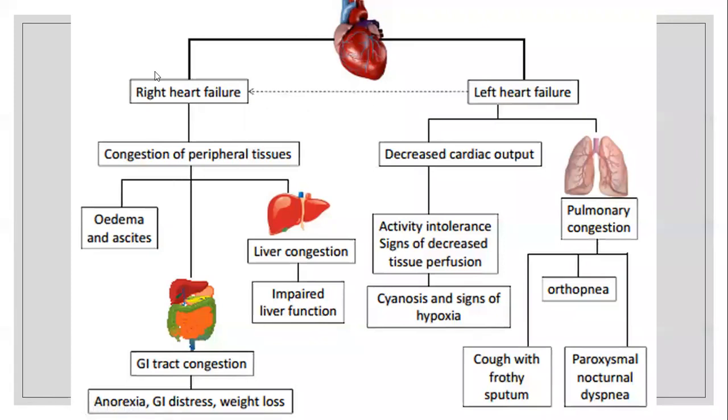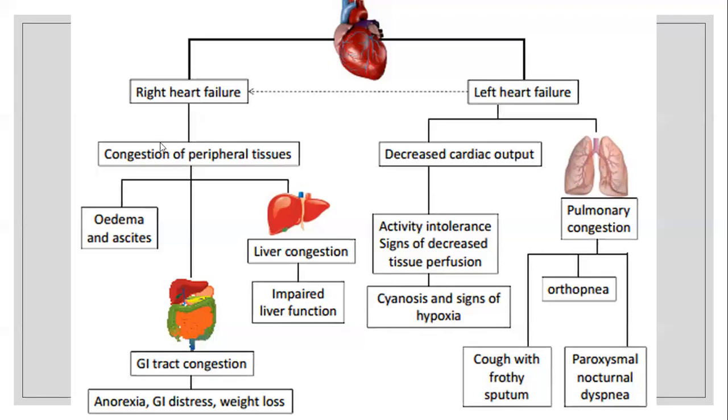Same thing. Left side heart failure, lungs involved. Pulmonary condition. Decreased cardiac output. Orthopnea, cough and sputum, and paroxysmal nocturnal dyspnea are common. So activity intolerance is a sign of decreased tissue perfusion, so cyanosis develops.